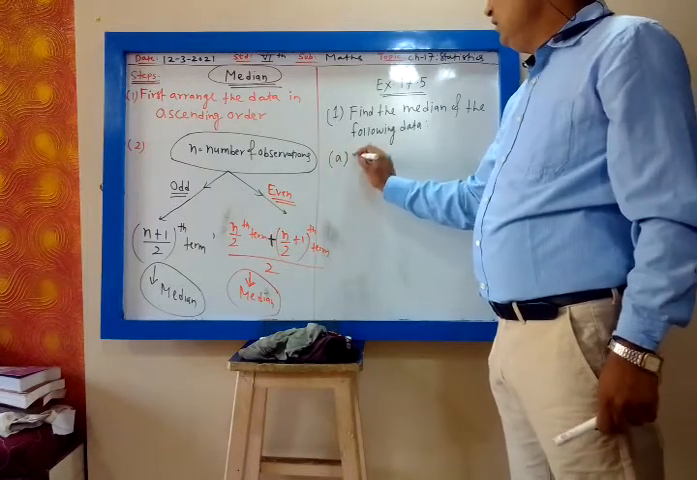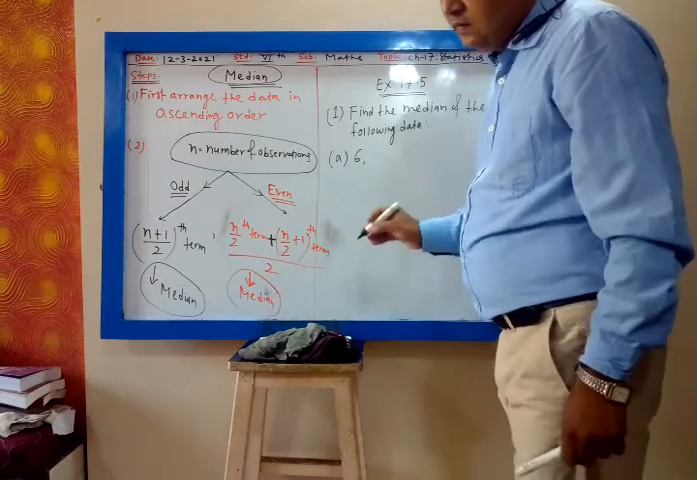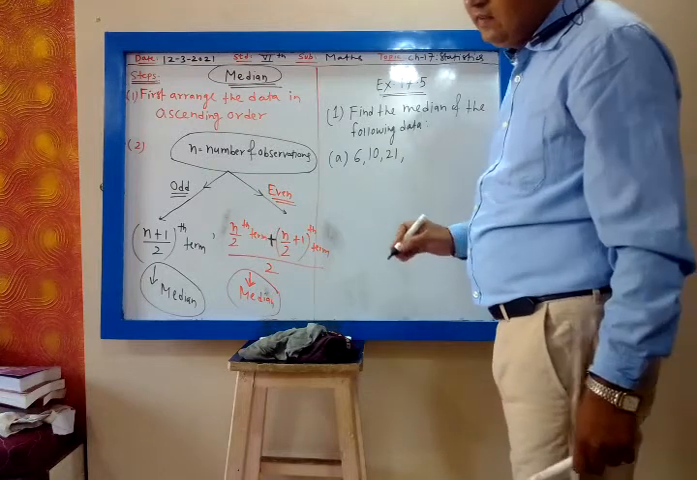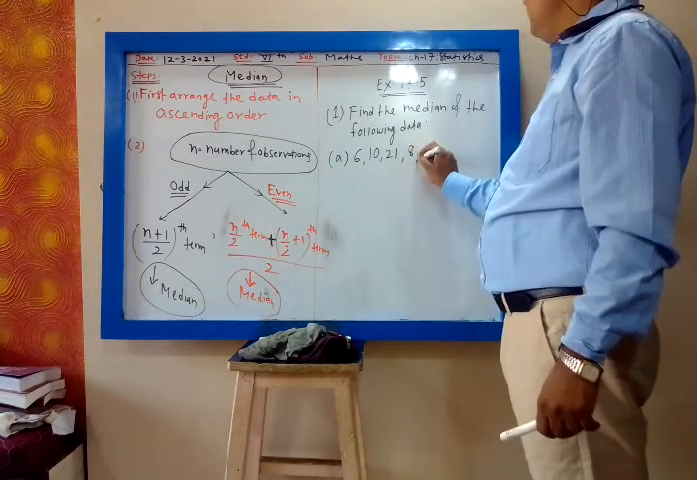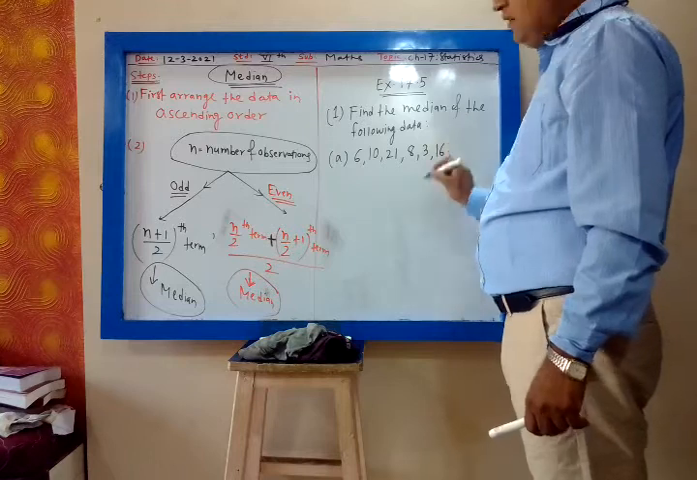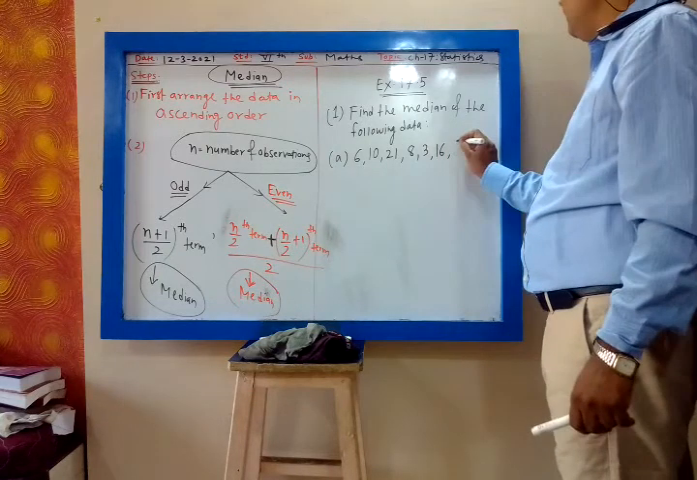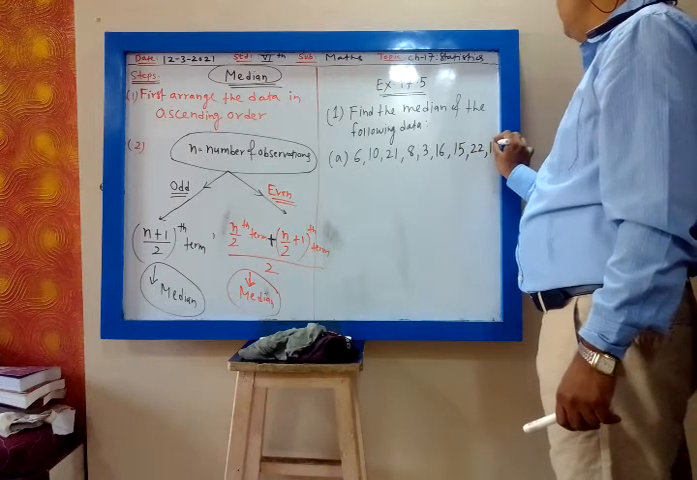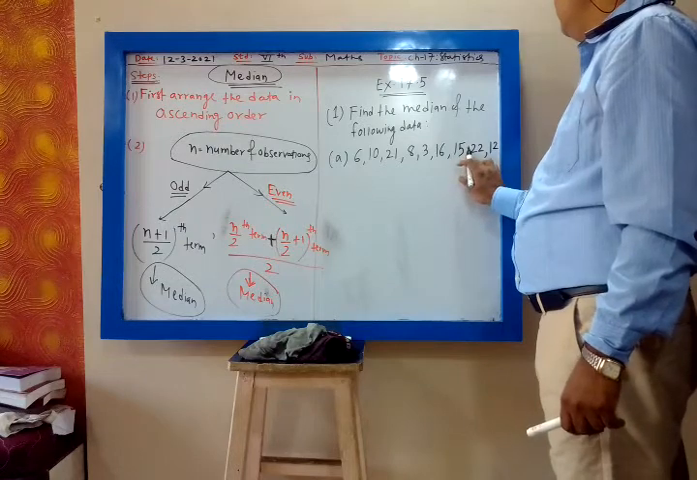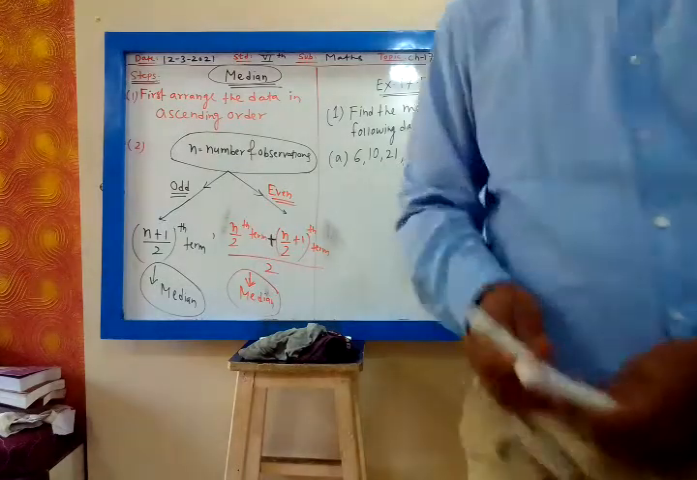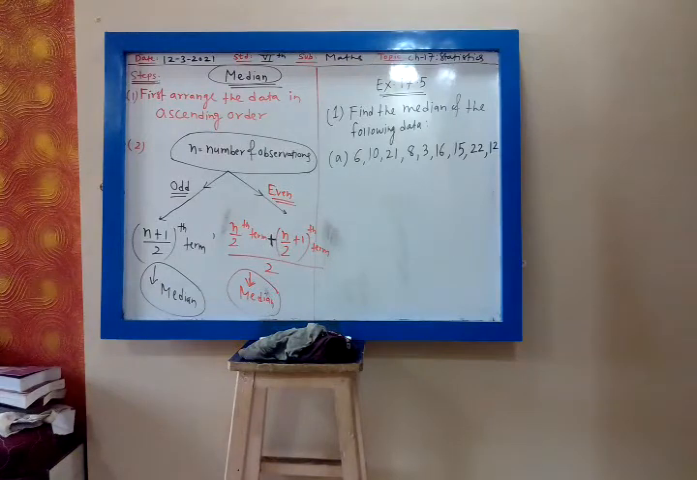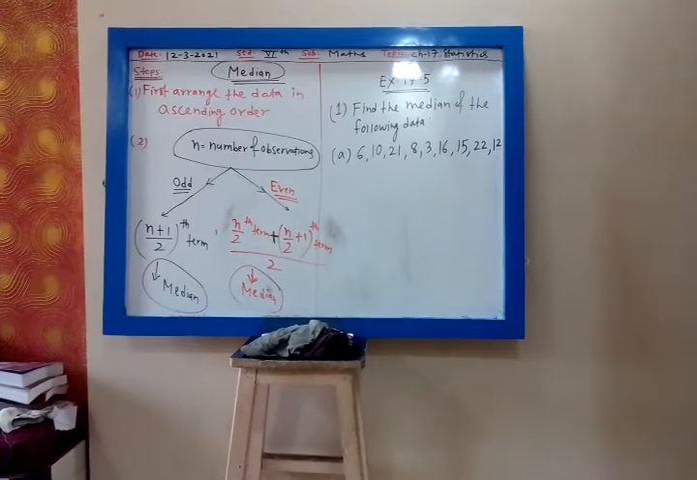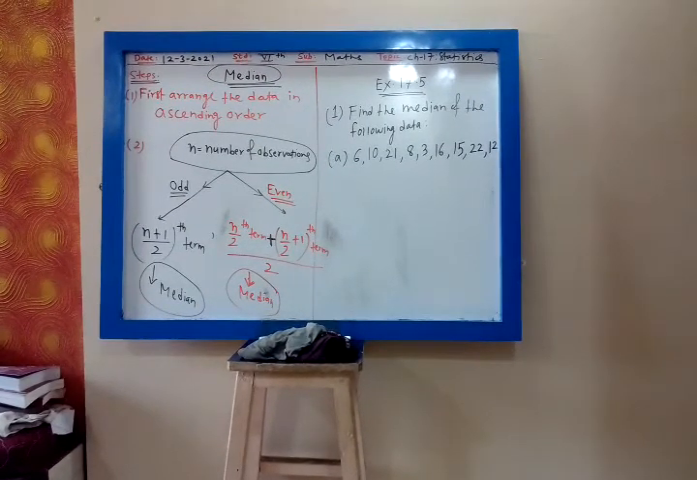The data: 6, 10, 21, 8, 3, 16, 15, 22, 12. This is very easy. Try to understand one problem, and the remaining you can easily understand. Is my voice clear? Okay. And the board is also clear now.